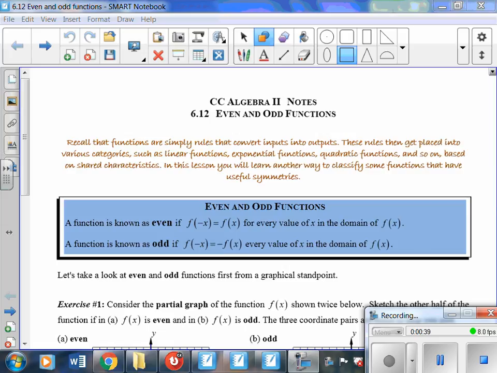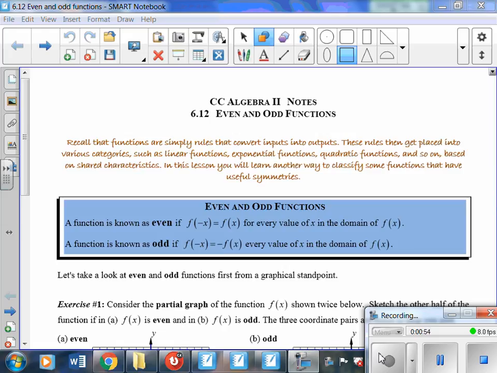Now, a function is known as even if f of negative x is equal to f of x for every value of x in the domain, and an odd function is one where f of negative x equals negative f of x for every value of x in the domain.